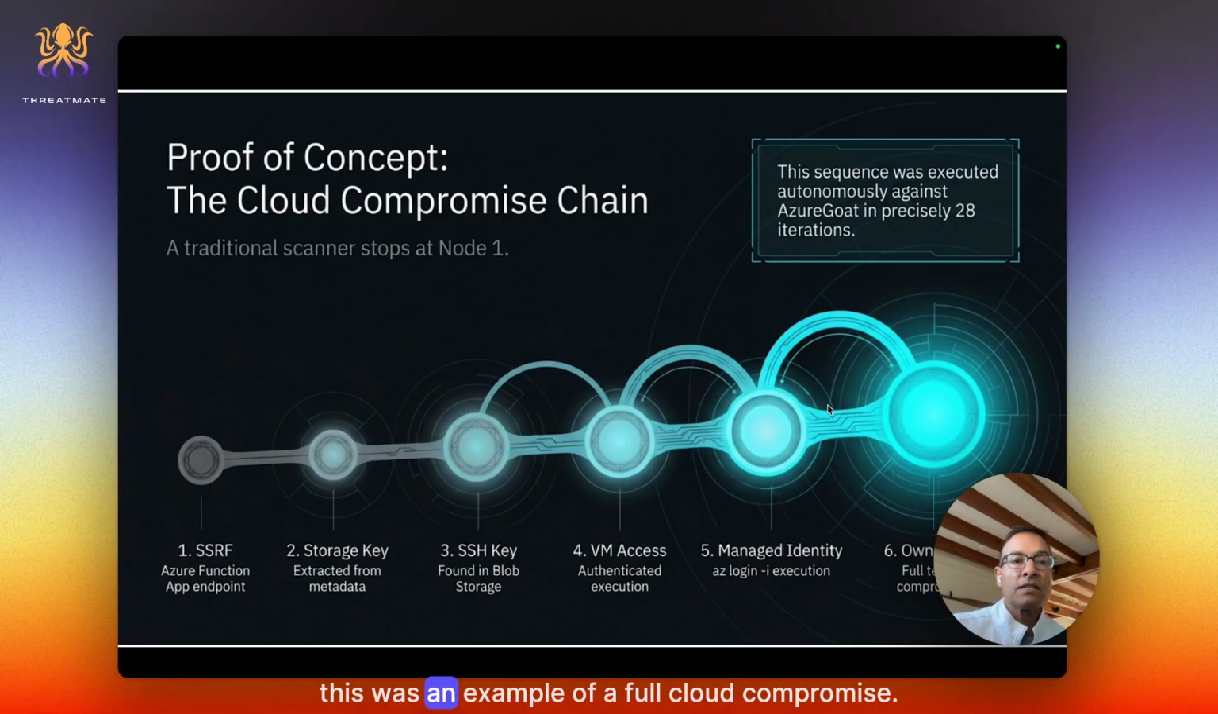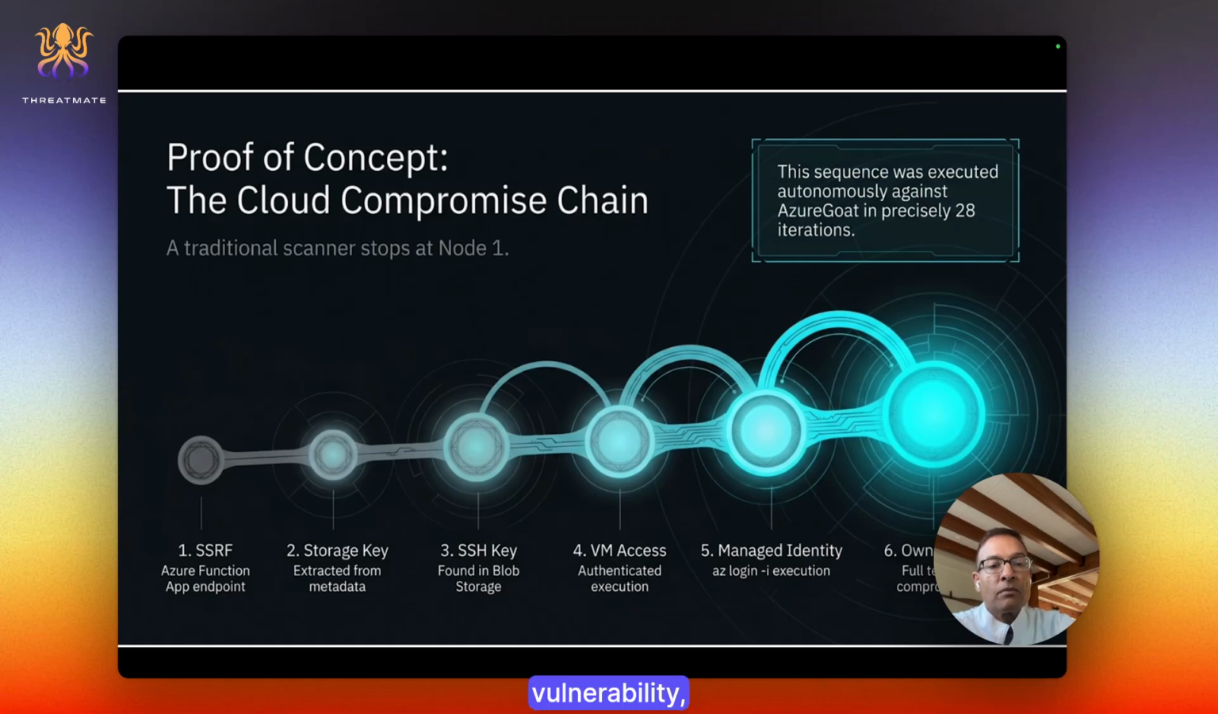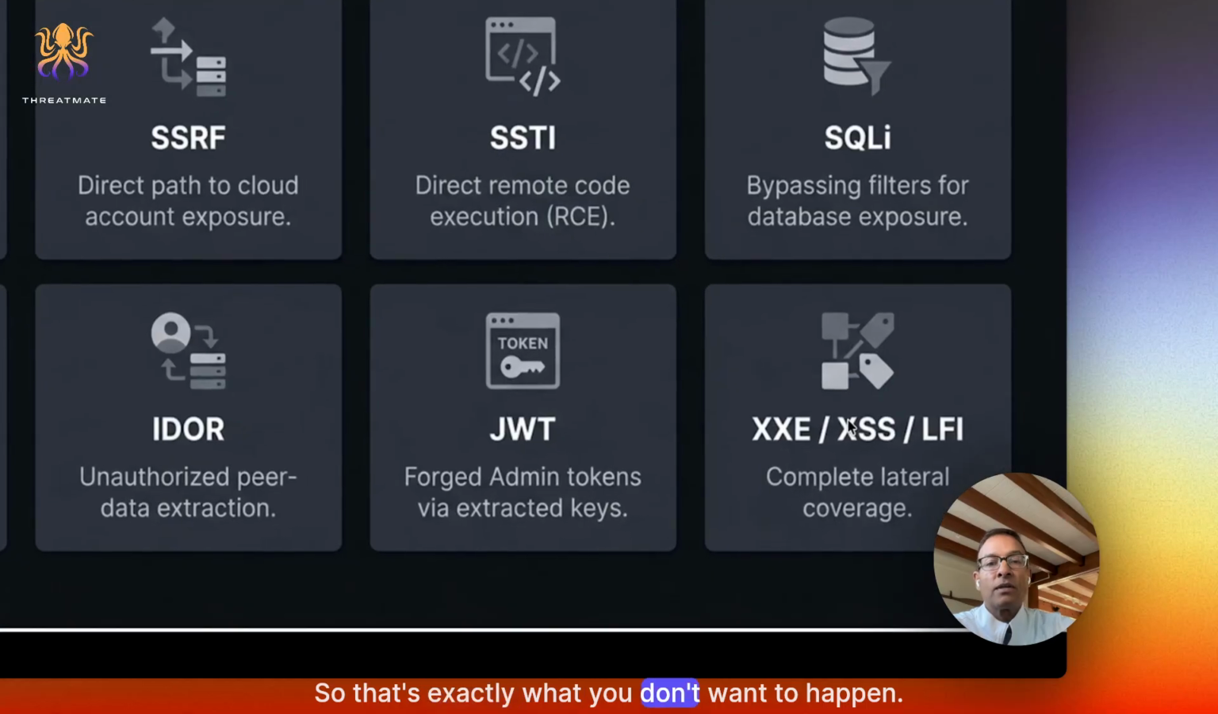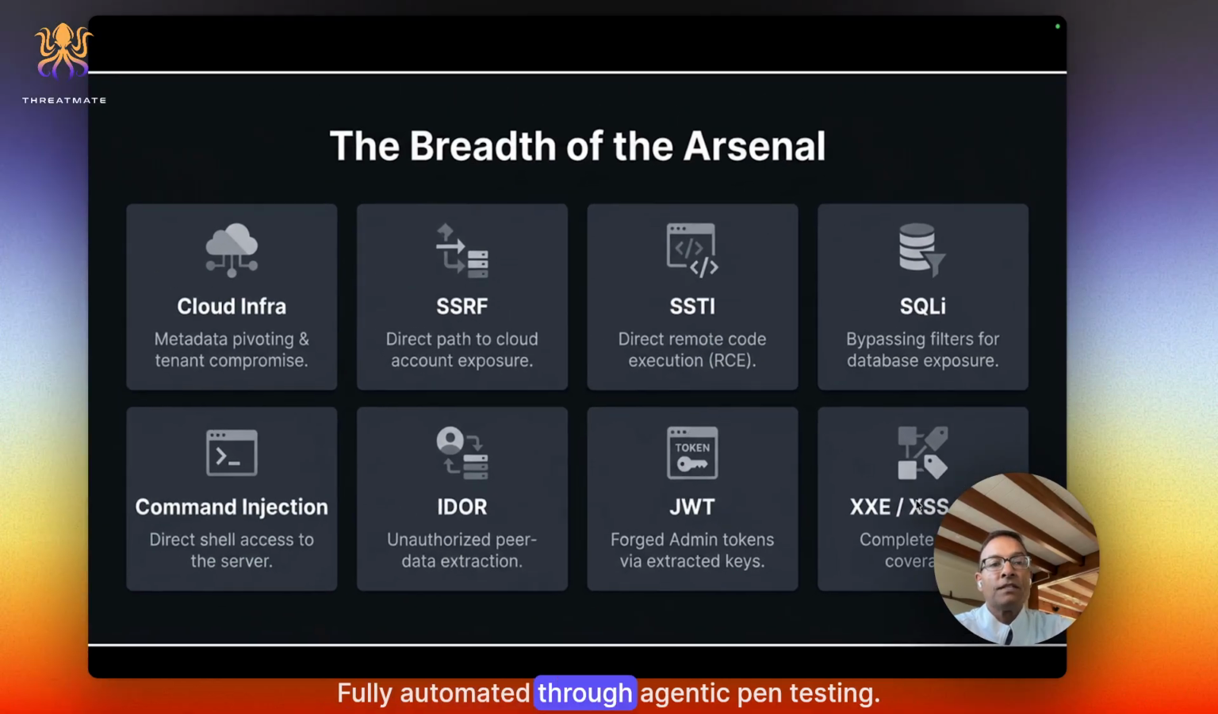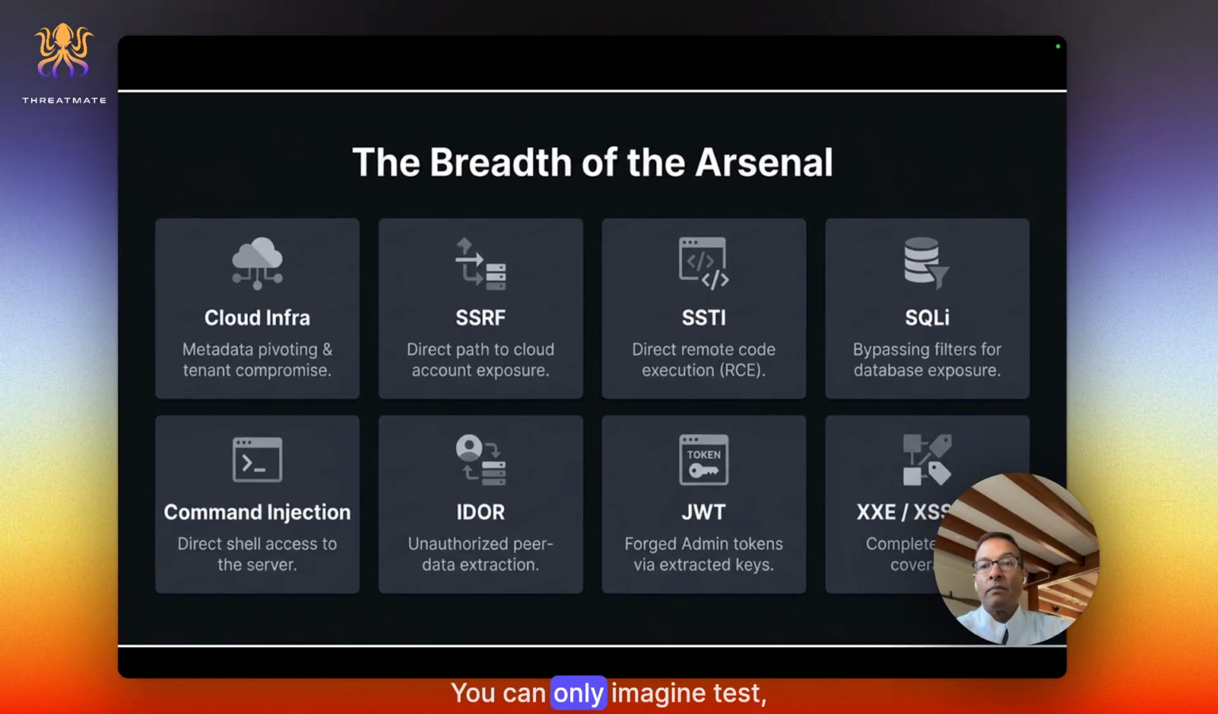So this was an example of a full cloud compromise. We started with a server-side request forgery vulnerability, extracted a storage key from metadata, found an SSH key, got VM access, were able to get the identity from Azure, and guess what? We now own the tenant, right? So that's exactly what you don't want to happen, fully automated through agentic pen testing. You can only imagine how far an automated pen test would go.